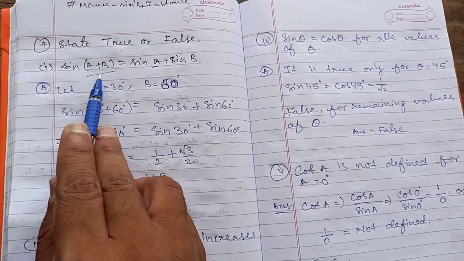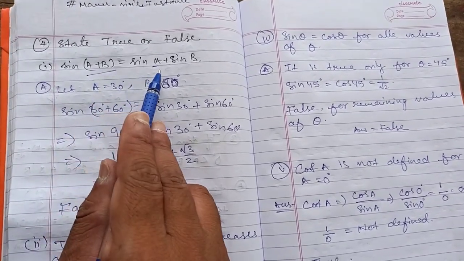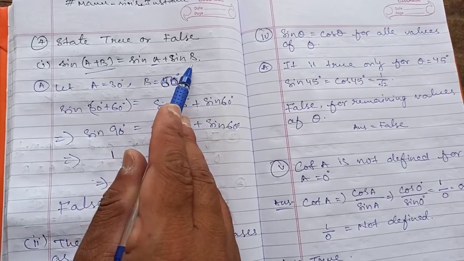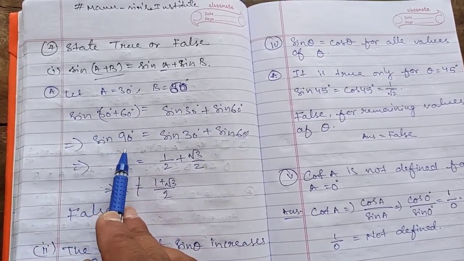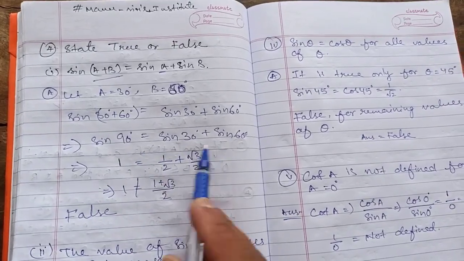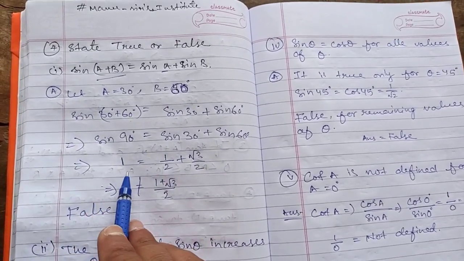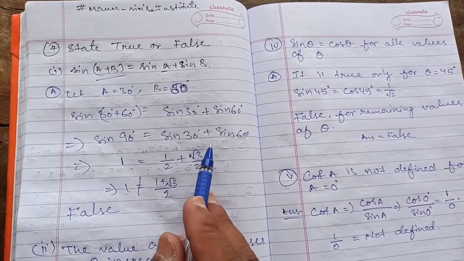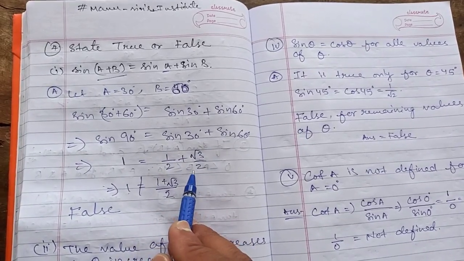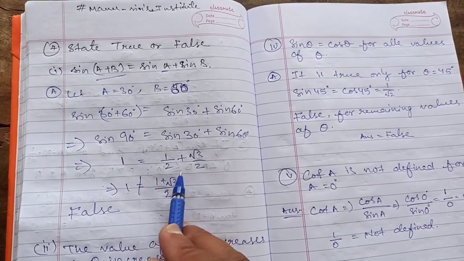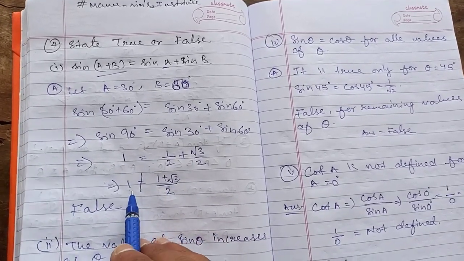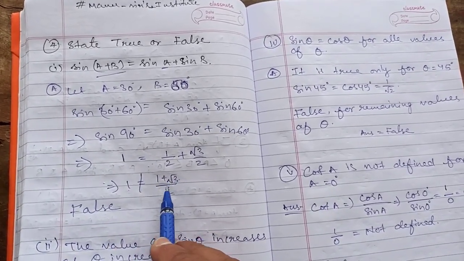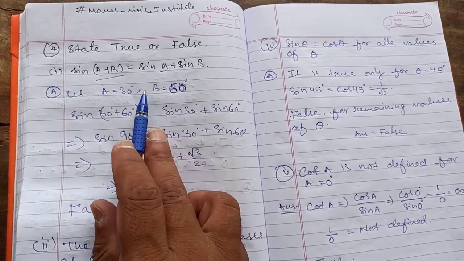So sin(a + b) is sin(30 + 60), and sin a plus sin b is sin 30 plus sin 60, as I have written. Sin(30 + 60) is sin 90. Sin 90's value is 1, sin 30's value is 1 by 2, sin 60's value is root 3 by 2. LCM is 2, so (1 + root 3) by 2. We can't add these two values, and on this side I got 1. 1 is not equal to (1 + root 3) by 2. So this statement is false.